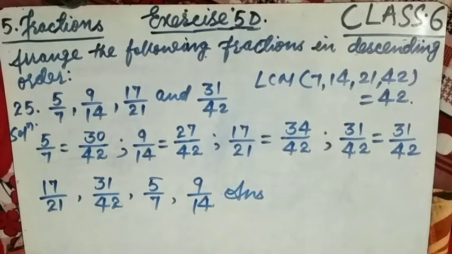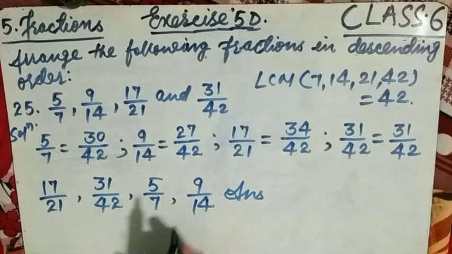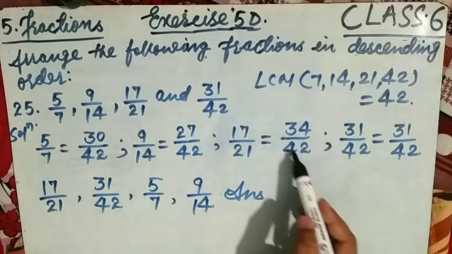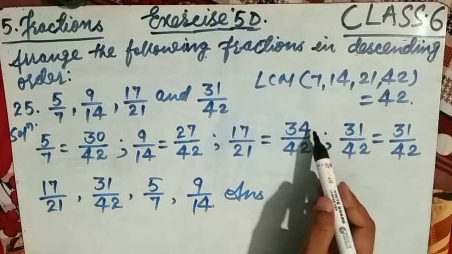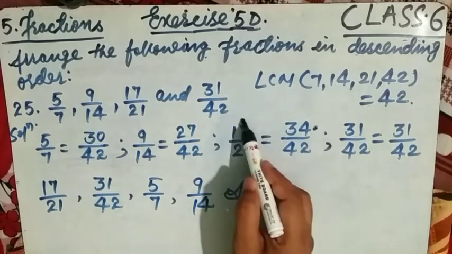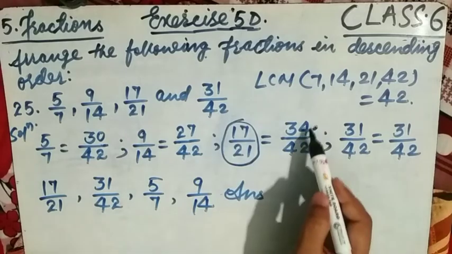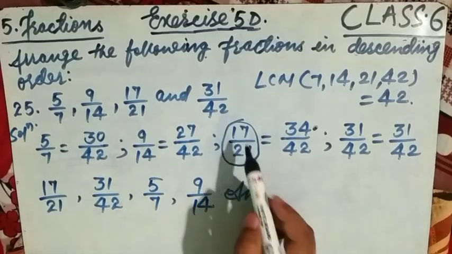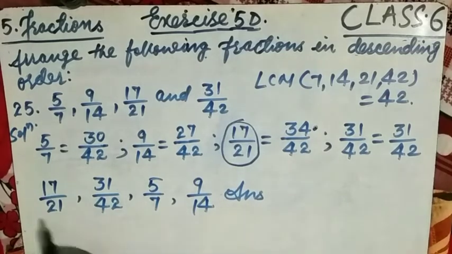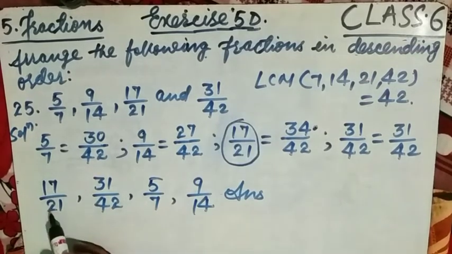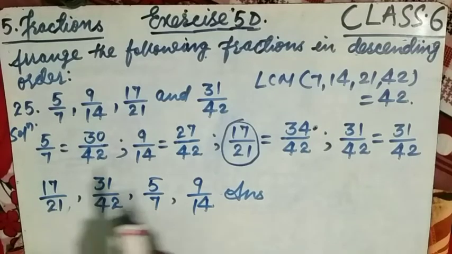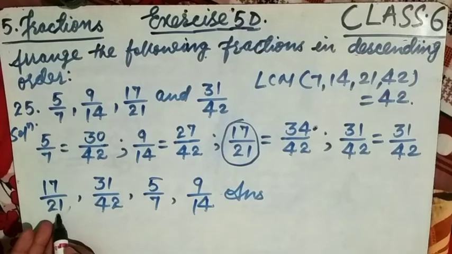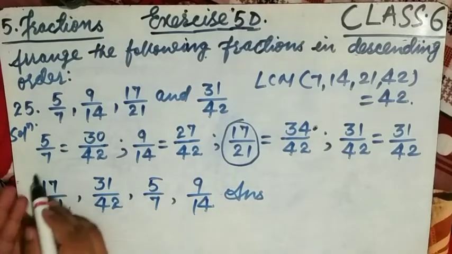Now we have to select the first greatest fraction. Here the greatest fraction means the greatest numerator. The greatest numerator is 34. Have a look. Here is the greatest fraction, 34 by 42, the greatest among them. So 17 by 21 is the greatest, and because we have to arrange in descending order, we write the greatest fraction first. Here I have already placed the greatest fraction.